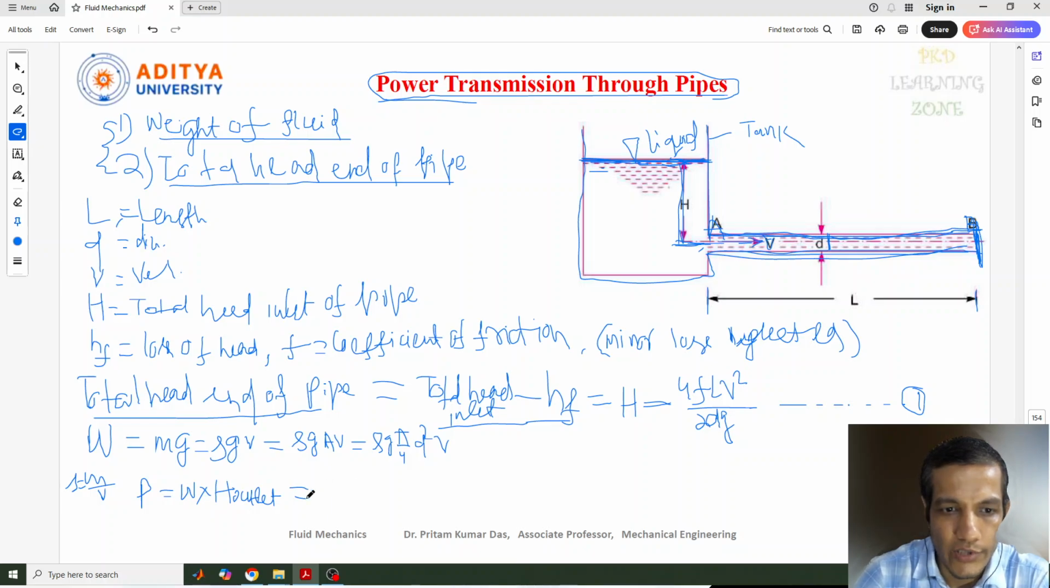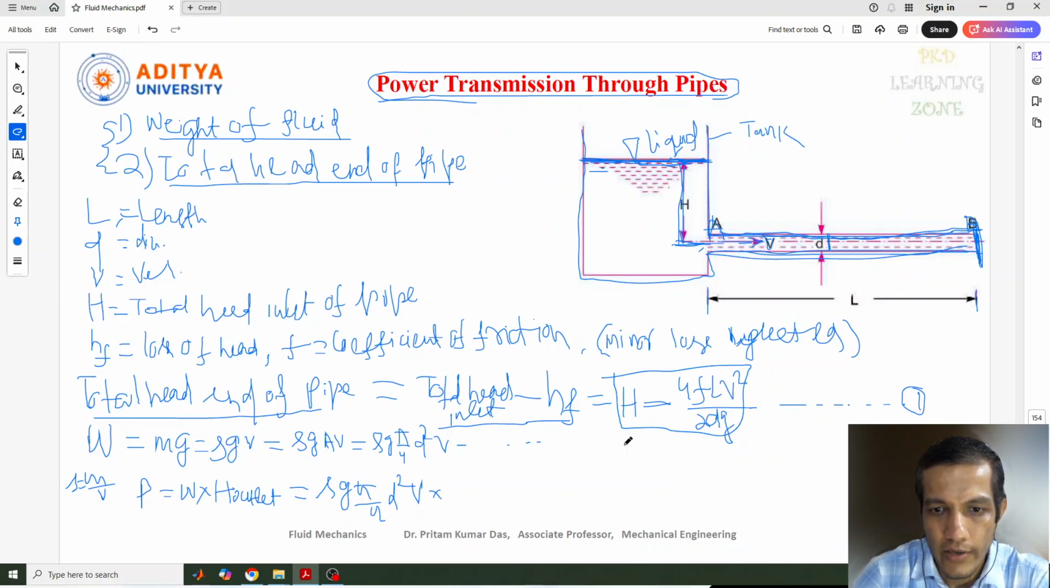These two things we have already got. W equals rho g into pi by 4 d square into v, and multiply this by H at the outlet. H at the outlet condition is what? This one.